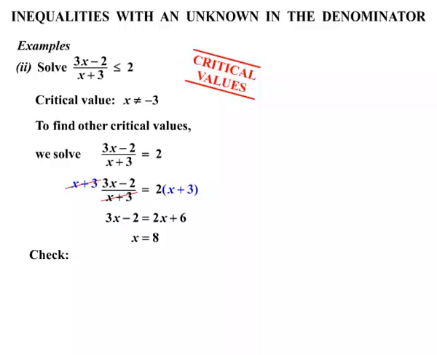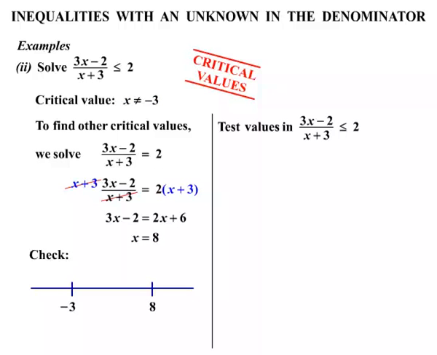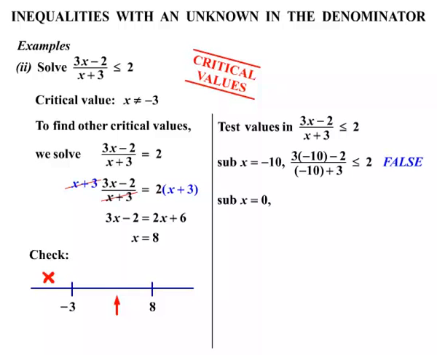So let's do the check now on the number line. We're checking the values about minus 3 and about 8. So let's mark those two values in on the number line there. And we need to test the values. So we pick a number on this side of minus 3. Let's say substitute x equals minus 10. And once we do the substitution, there it is, we come up with a false statement. Between minus 3 and 8, the easiest value, of course, will be 0. So let's substitute x equals 0. We sub that in, and we get a true statement this time. So let's give that a tick.